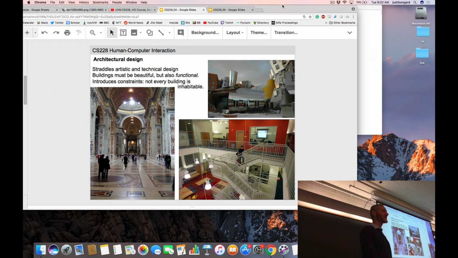Can't fall down, yes. So structural integrity is pretty important, which, if you want to make huge open spaces, is not an easy thing to do. What else? They have to be accessible. Like the MIT building, there are two floors. You have to have a way to get from floor one to floor two.